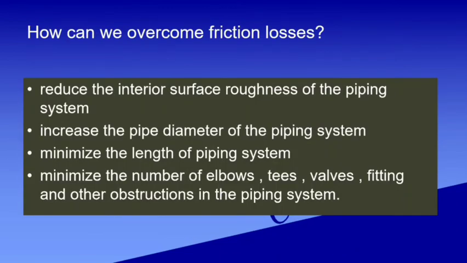How can we overcome friction losses? We can overcome the friction losses by reducing the interior surface roughness of the piping system. We can also increase the pipe diameter of the piping system. We can also minimize the length of the piping system. And lastly, we can minimize the number of elbows, tees, valves, fittings, and other obstructions in the piping system. The straighter, the better.